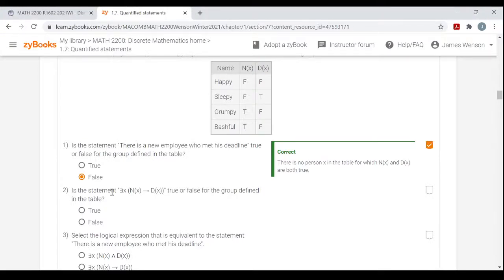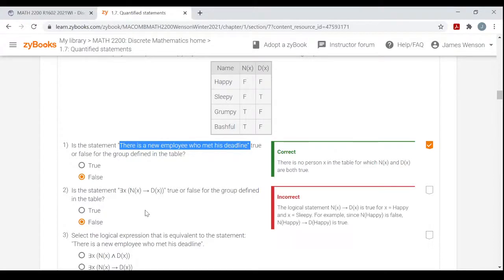Is the statement there exists an employee such that if they are new, then they met the deadline, true or false? This statement here is the same as this statement here. This is saying there is an employee such that if they're new, then they met the deadline. You can't find one. This is basically saying there is a new employee that met the deadline, and we just showed that was false.